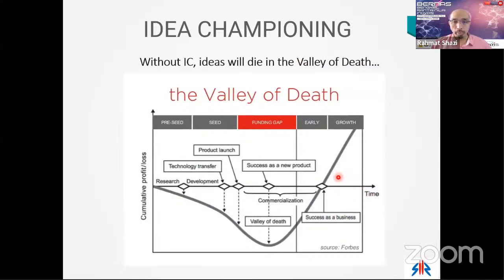Now, without idea championing, we know for a fact, there are tons of publications in research into innovation management that showed that a lot of ideas fall into the valley of death. And because it's a valley, trying to climb up takes a lot of effort. A lot of effort, a lot of money, a lot of behavior changes, a lot of trust building. And ladies and gentlemen, our VIPs, a lot of ideas fail. A lot of novel ideas that have a lot of potential fail to bridge this gap.